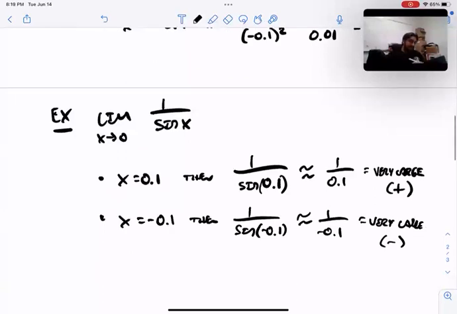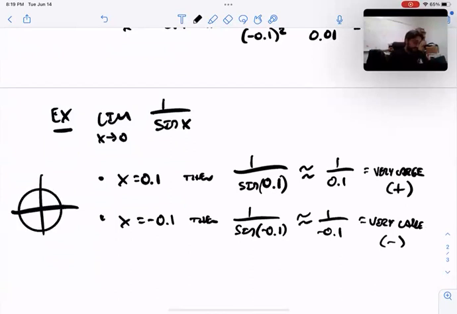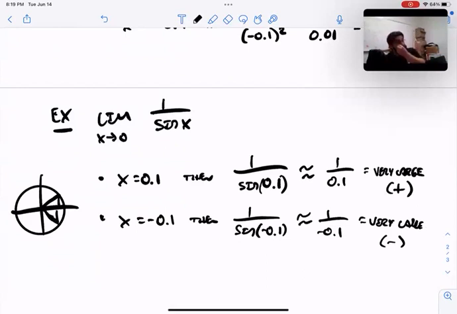And if you don't want to think of it as small angle approximation, you don't have to. You can also think of it as the unit circle, right? For small but positive angles, I have a small but positive sine. And for small but negative angles, I have a small but negative sine. Right? So you can think of it that way too. So what do I have here? Well, this does not exist, right?